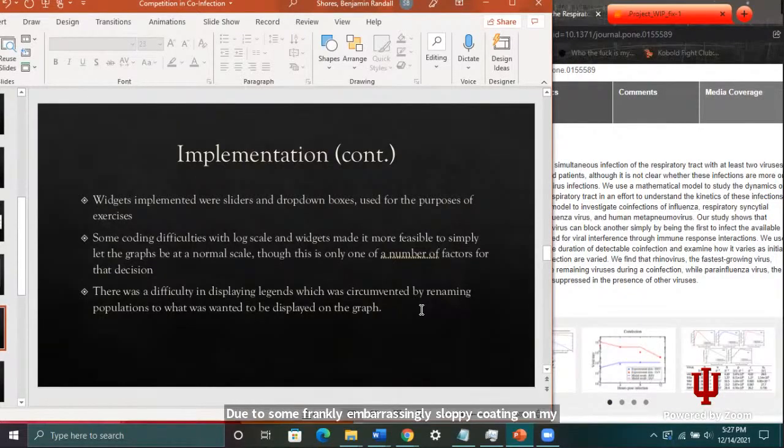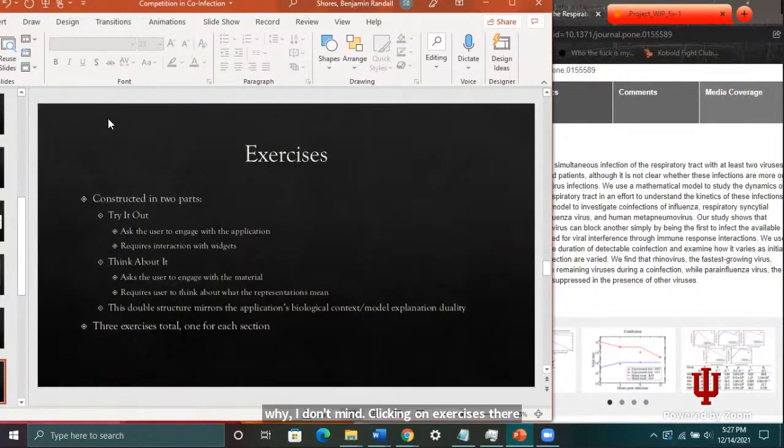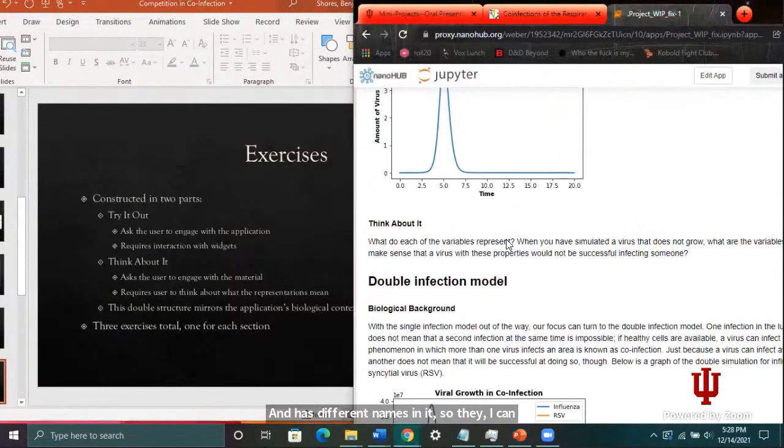When you run the application, the first of the exercises will run an error that doesn't occur during testing because the name of the model gets redefined later and has different names in it. So I currently have open the fix for that.